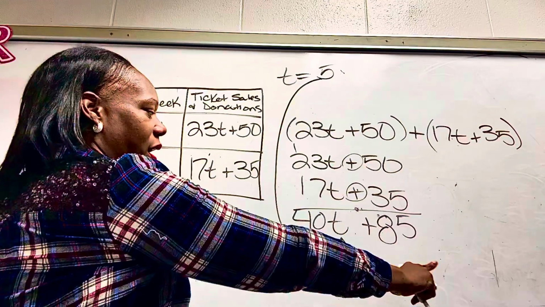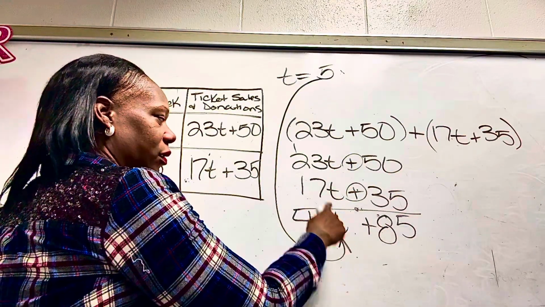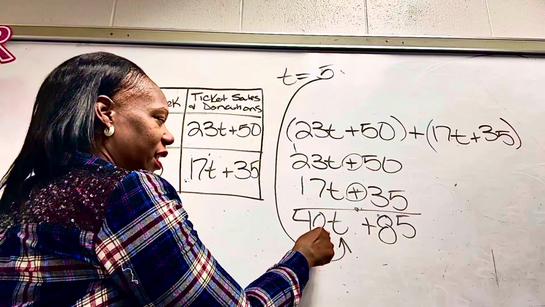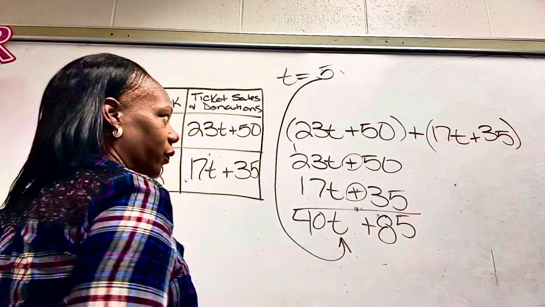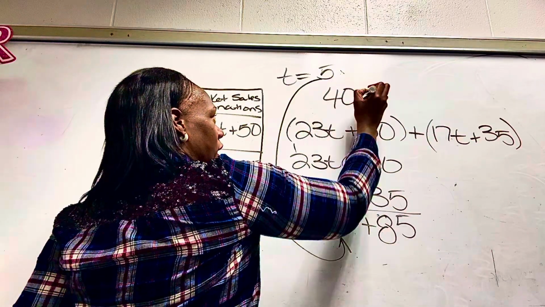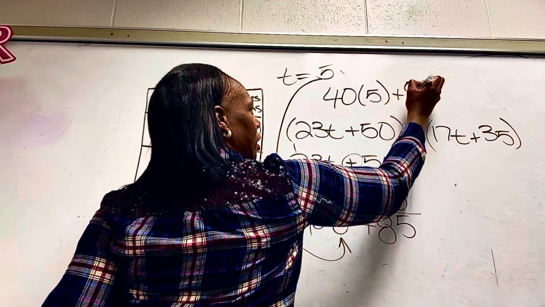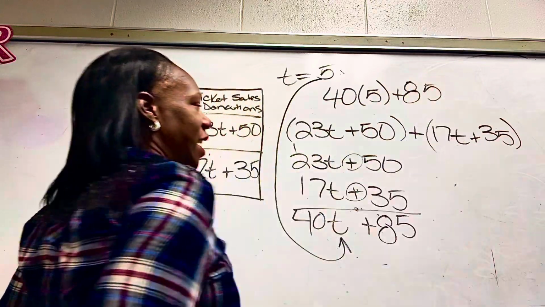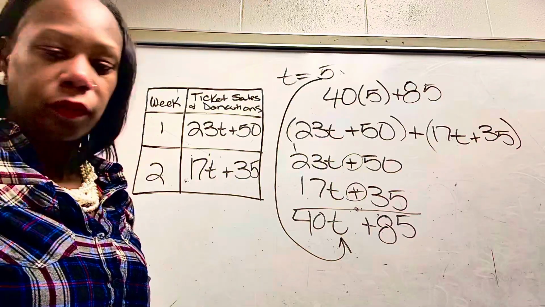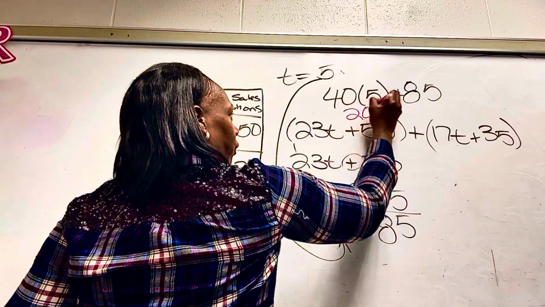So if I look at the problem, it reads 40 times T, because there's no sign in between, which means we're multiplying, 40 times T plus 85. So what I'm doing is 40 times 5 plus 85. And this is what's going to give me the total amount that they're going to make. Now, if I do 40 times 5, I get 200.